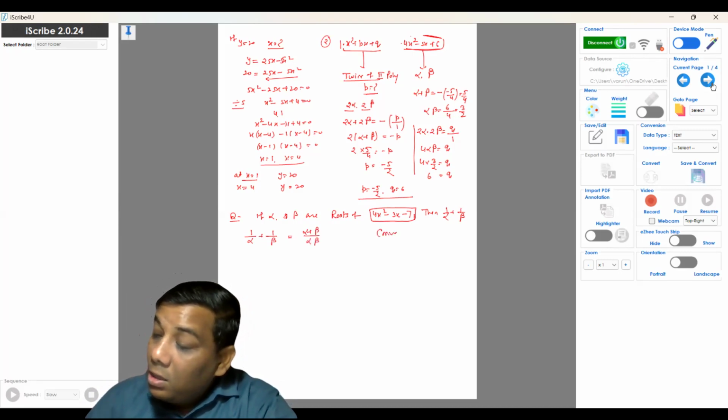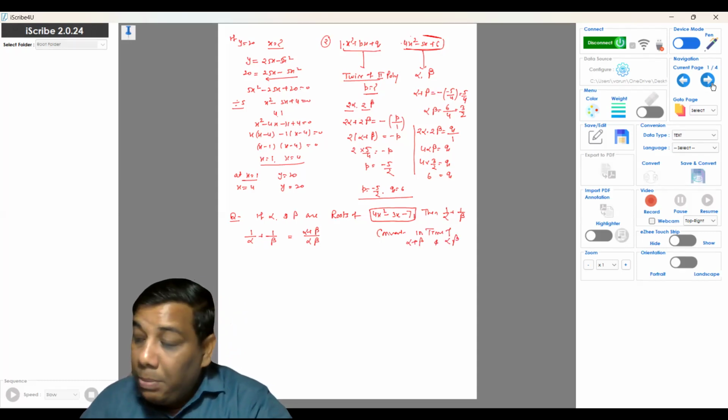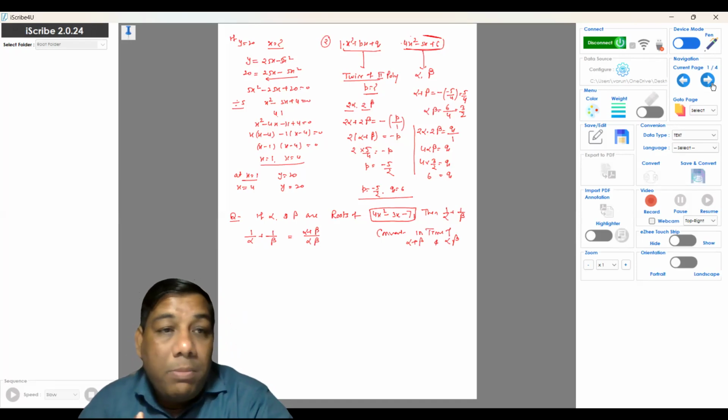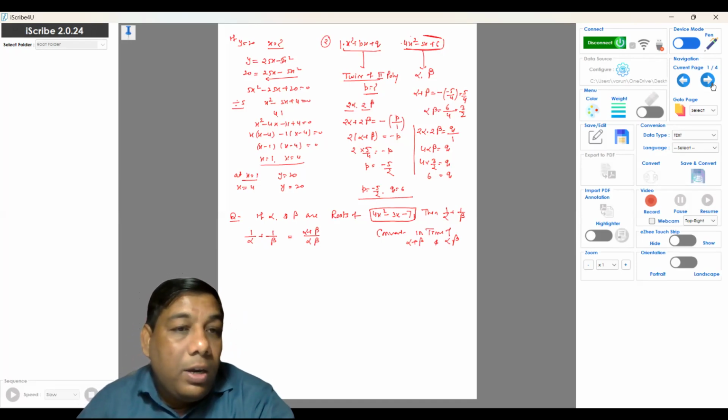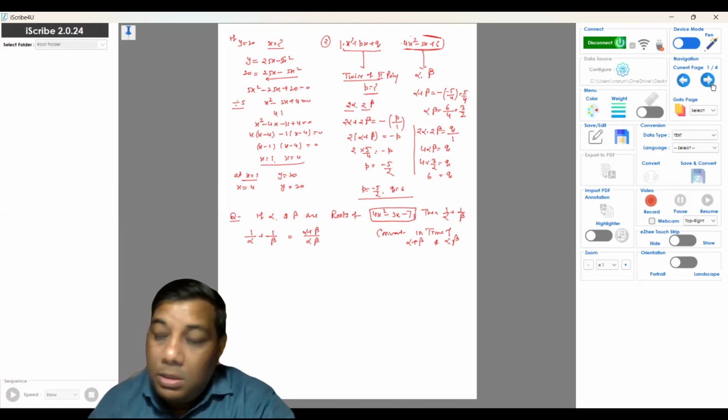Convert in terms of alpha plus beta and alpha into beta. So first we need to convert whatever expression is given to us, converting all the expressions only in alpha plus beta and alpha into beta.